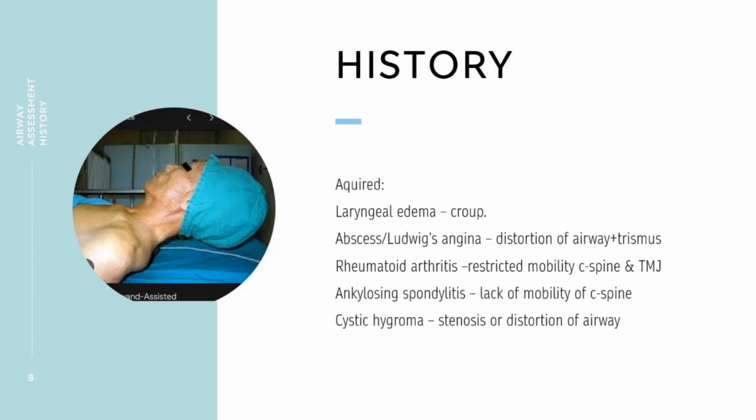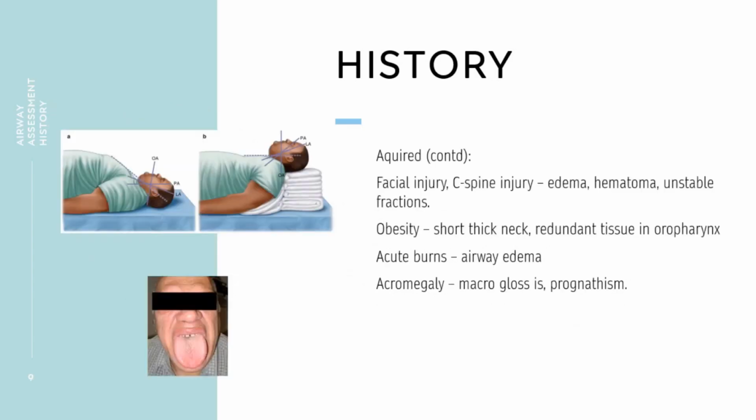The image that I've shared here is rheumatoid arthritis with the C-spine being fixed. The patient's head is not reaching the bed. In this condition, it's a difficult intubation. Other acquired causes are facial injury and C-spine injury, which can cause edema, hematoma, and unstable fractures of the bones. Obesity is a difficult area in view that it has a short, thick neck, redundant tissue in the oropharynx, which makes it difficult for intubation.